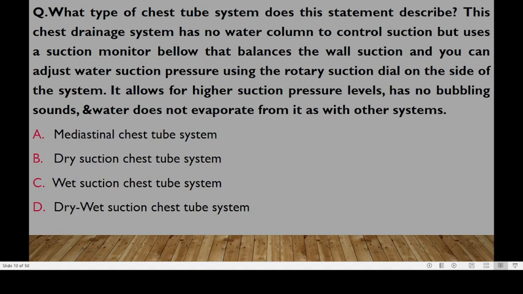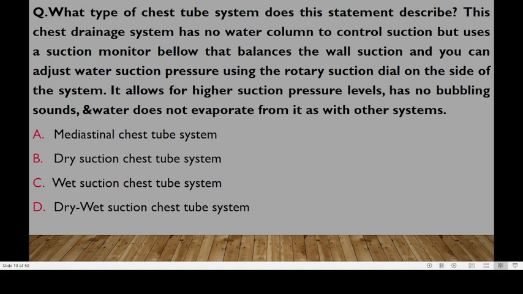So you could get a question like, which type of chest tube system does this statement describe? This chest drainage system has no water column to control suction, but uses a suction monitor bellow that balances the wall suction, and you can adjust the suction pressure using the rotary suction dial on the side of the system. It allows for higher suction pressure levels, has no bubbling sounds, and water does not evaporate from it as in other systems.